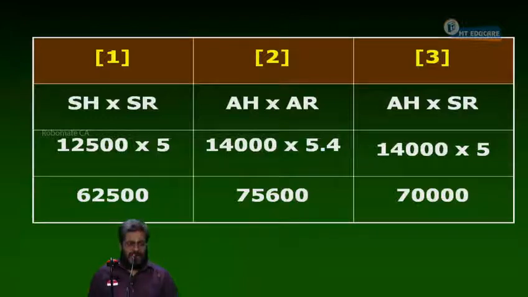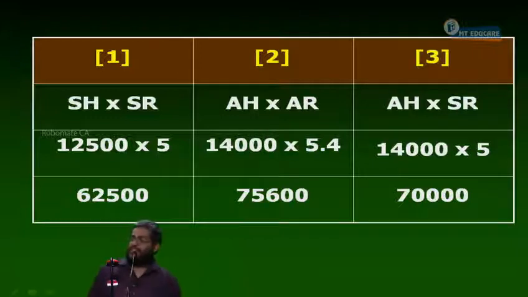Now, why has the labor cost varied here? Maybe due to the rate of payment or due to the hours worked. I planned to pay how much per hour? 5 rupees. I paid how much per hour? 5.4. Extra payment or less payment? Extra payment. How many paise? 40 paise. For how many hours? 14,000. Adverse variance of 5,600 is the rate variance.